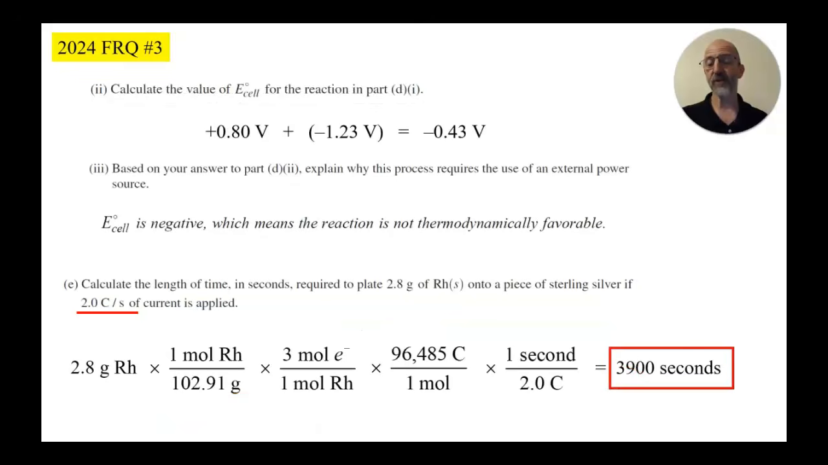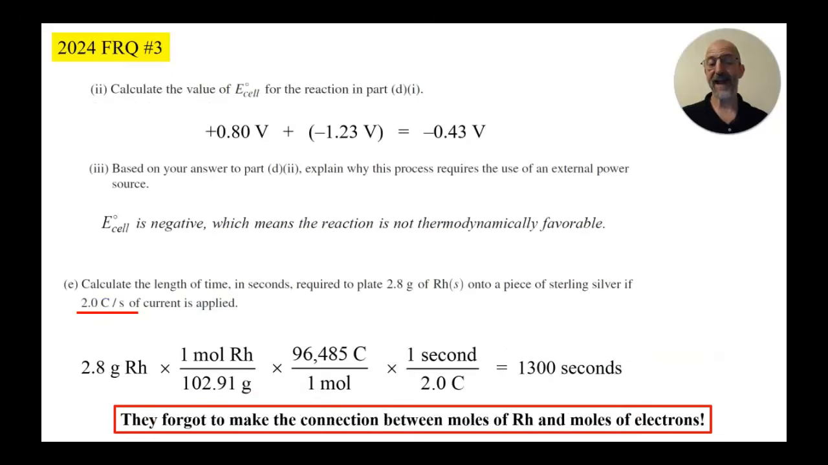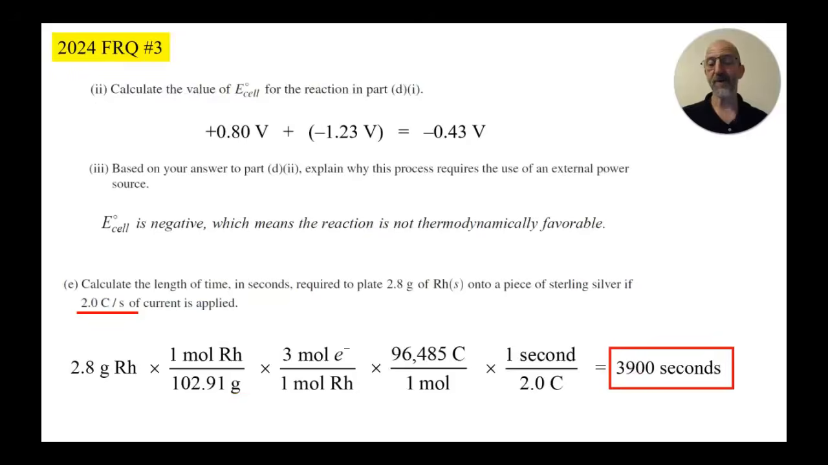So there's my conversion from grams to moles. Now there's my new corrected conversion that goes from moles of rhodium to moles of electrons. There's the Faraday constant going from moles of electrons to coulombs, and then finally from coulombs to seconds. So the incorrect answer that I had was 1300. But now that I'm multiplying by 3 moles of electrons for 1 mole of rhodium, it's not 1300, it's actually 3,900 seconds. So that is the correct answer to this question from the 2024 AP Chemistry exam.